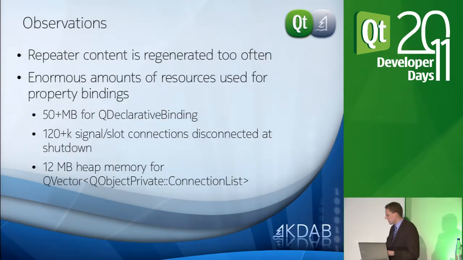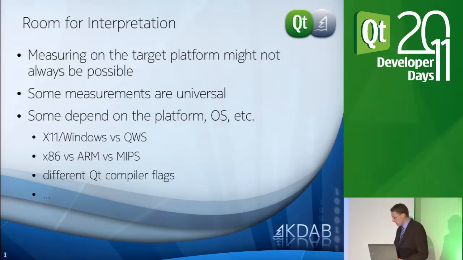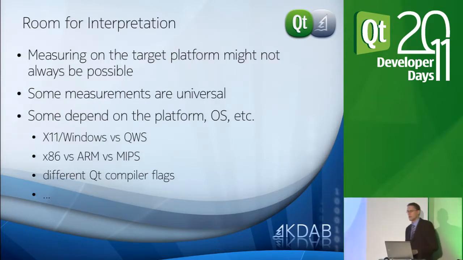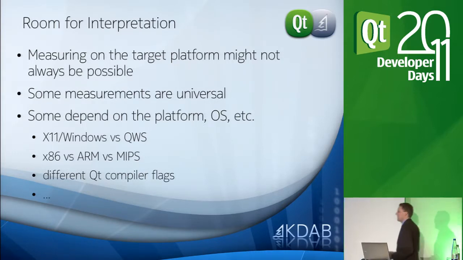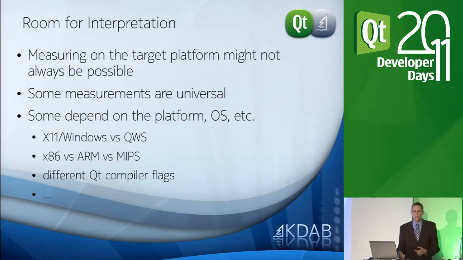Right, we see that the connection list is in there quite a lot. We see 50 megabytes for declarative binding objects. So there's likely something wrong with how many signal slot connections or bindings we are creating. So yeah, now that we have gathered some data, done some profiling, we need to interpret that.